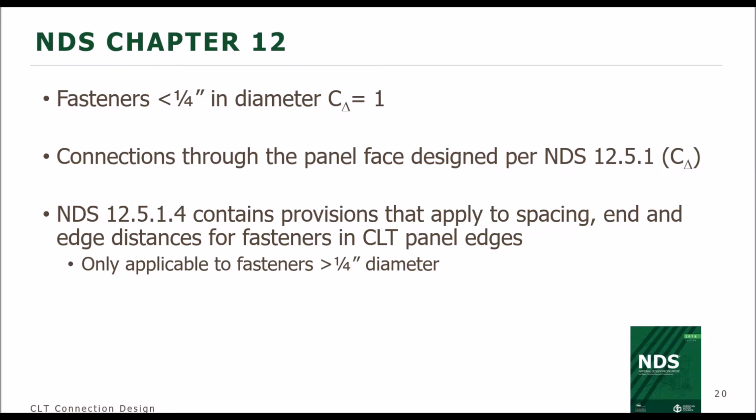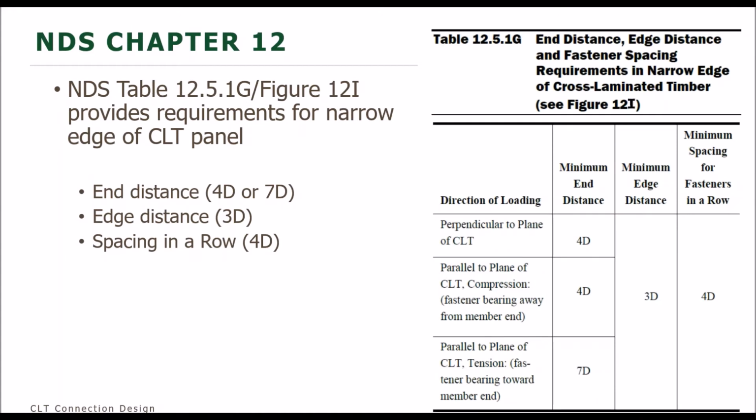If we're in the narrow face of the CLT panel, the panel edges, you have to go into NDS 12.5.1.4, and that's going to give you provisions that apply to things like spacing, end distances, and edge distances for the fasteners. And again, that's only for the narrow edges. If you go into that section in the NDS, you'll see the table shown here that provides your end distance and edge distance spacings, your spacing in a row, and depending on which one you're calculating, it can depend on the loading.